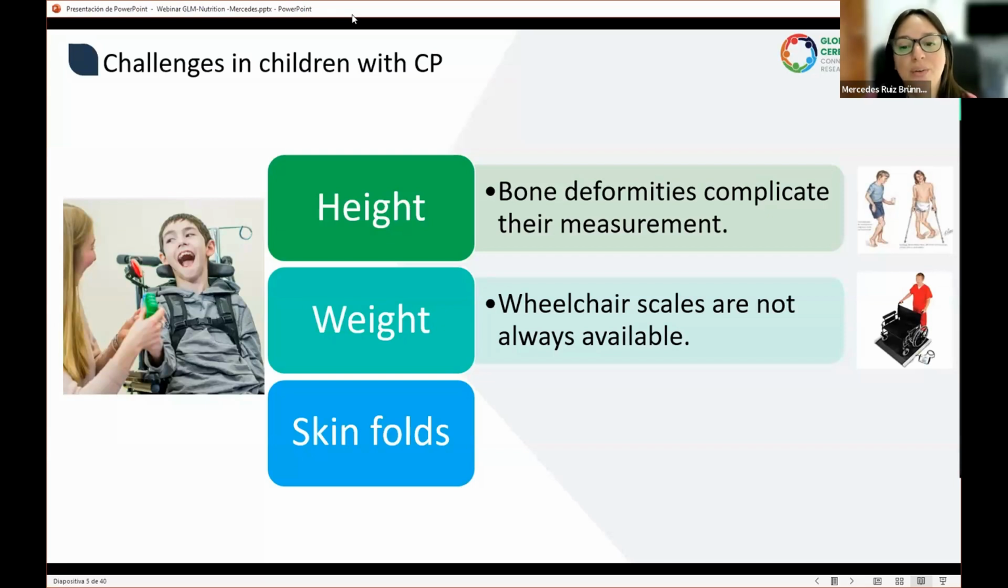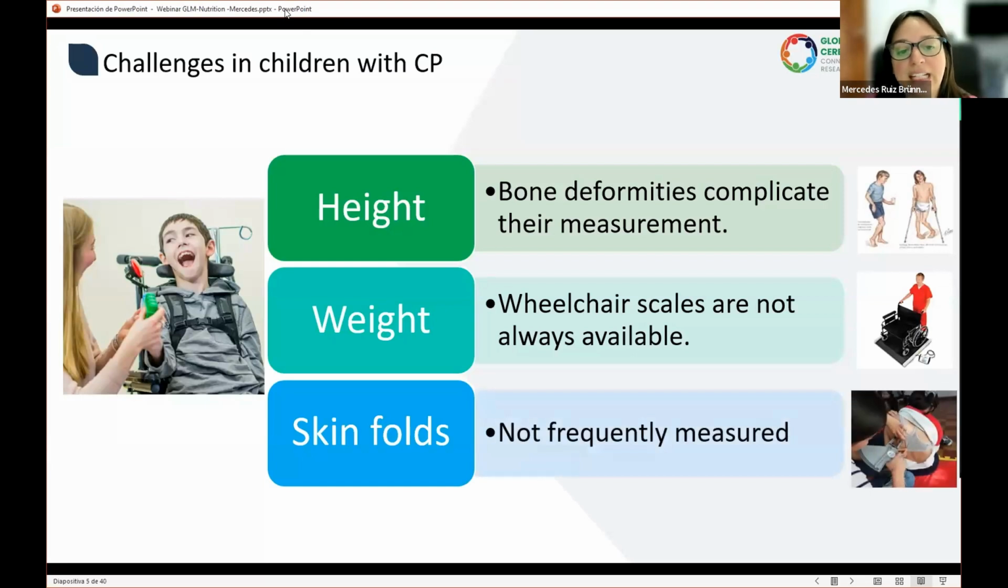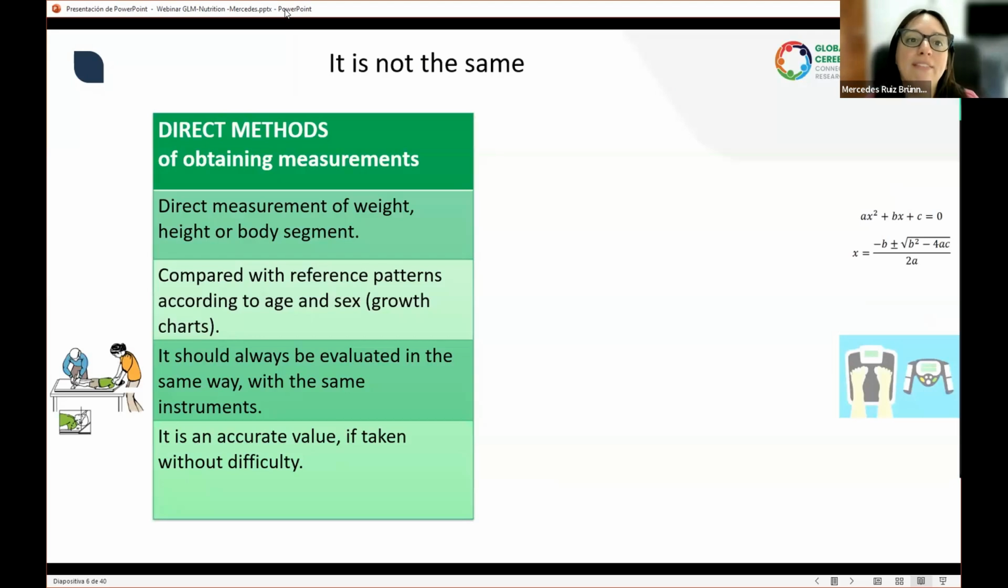But when they are older or bigger, we need a wheelchair scale, and most of us don't have access to them in our context. The other challenge is that skin folds are not frequently measured, and these are very important for us to know the body composition, and we will talk more about that in our presentation. When we have the measurements, we can have two types of methods to obtain them.